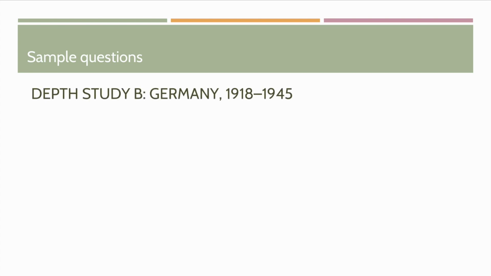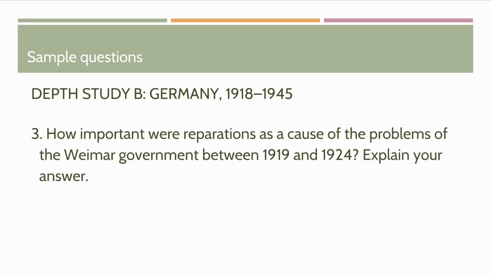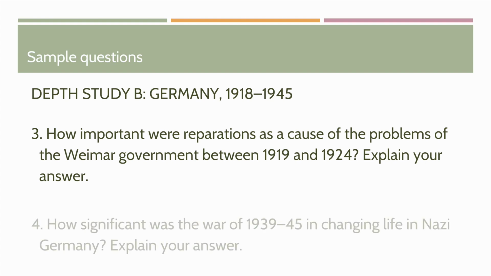In Depth Study B, Germany, we have: how important were the reparations as a cause of the problems of the Weimar government between 1919 and 1924? Explain your answer. And how significant was the war of 1939 to 45 in changing life in Nazi Germany? Explain your answer.